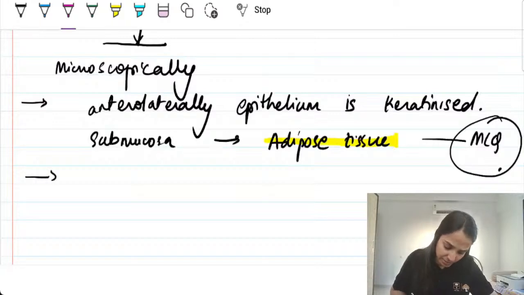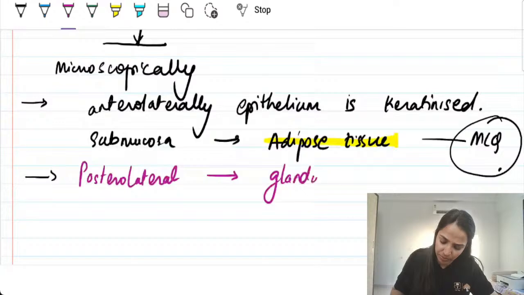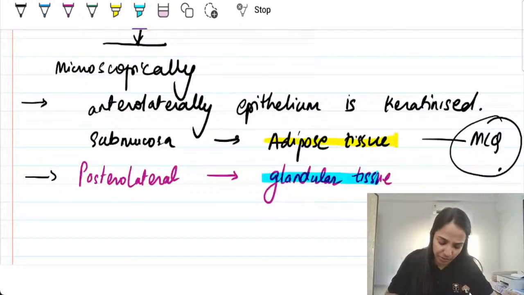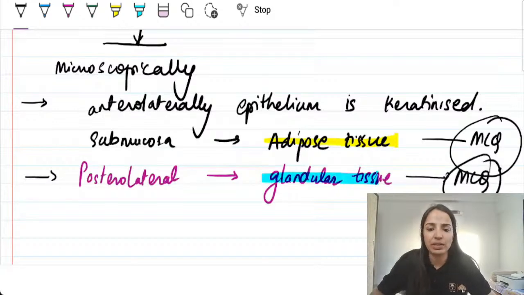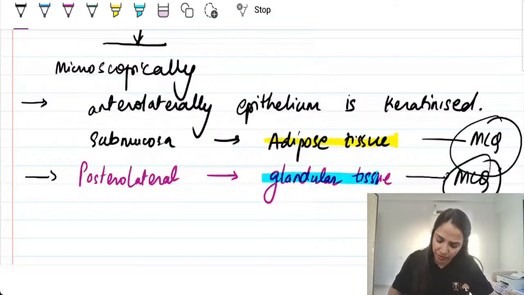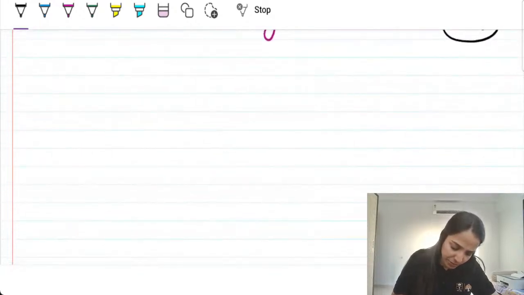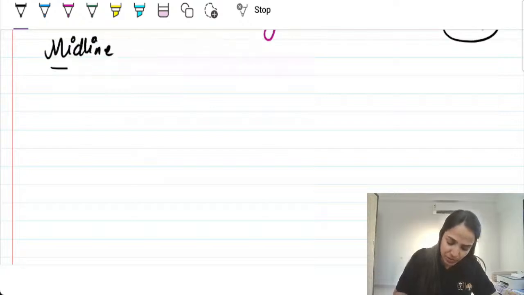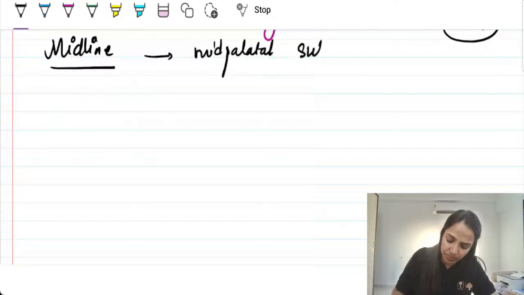Whereas in the posterolateral part, it contains glandular tissue. That is why we even see secretions in the posterolateral part while making impressions. This is also an MCQ question that is asked in the exam, a very simple, straightforward question. However, if we notice in the midline, where the mid-palatal suture is, the mucosa is extremely thin.